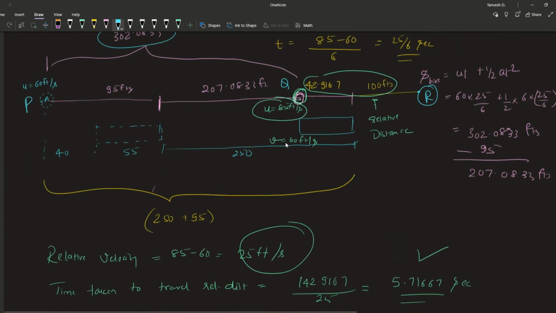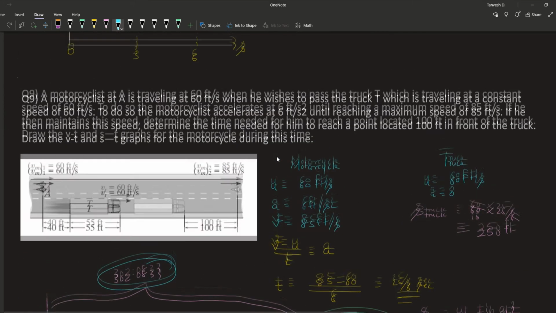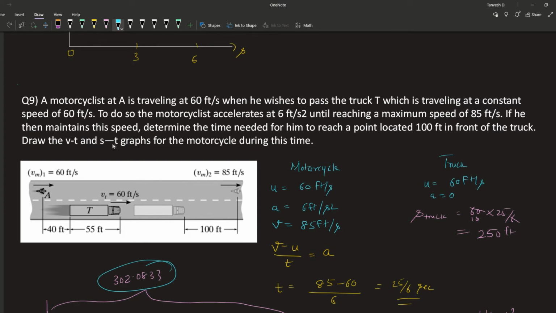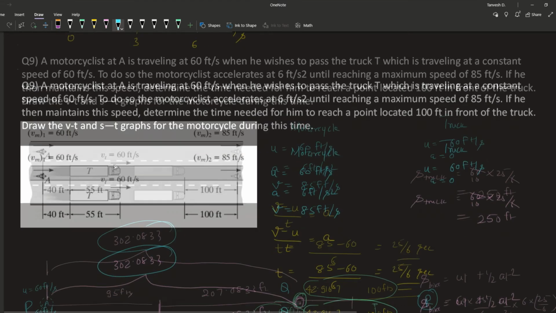So now there are three important points where we need to plot. These points only we need to plot on the graph. The first point is P, the second point is Q, and the third point is R. Only these 3 points we need to plot on the graph. And we are supposed to plot the BT and ST graph for the bike, not for the truck. So only the bike is under consideration.